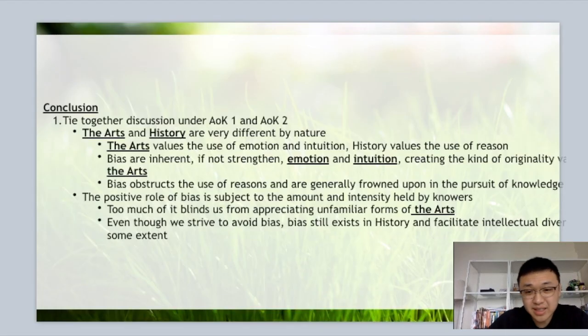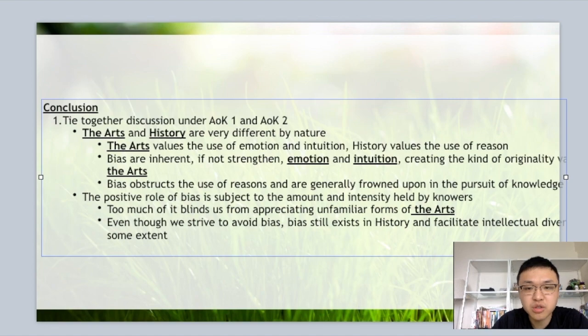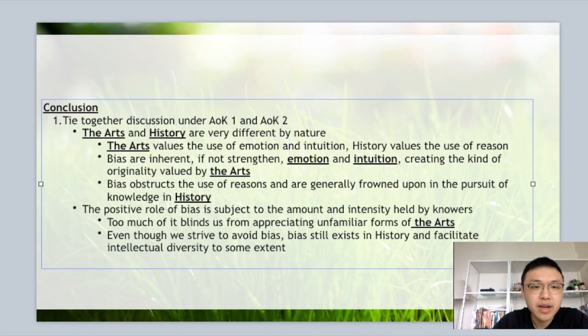So in your conclusion, basically this is the easiest paragraph. Basically, you just restate what you said earlier, summarize your arguments and your conclusion for the two areas of knowledge. So you can say that the arts and history are very different by nature, and then you can talk about how in the arts the use of emotion and intuition are normally used, but then in history the use of reason is normally used, right? So then you can restate the arguments or the conclusions that you made for history and arts, right? So there's not too much that's special here, right? So you just need to restate your arguments in your conclusion.